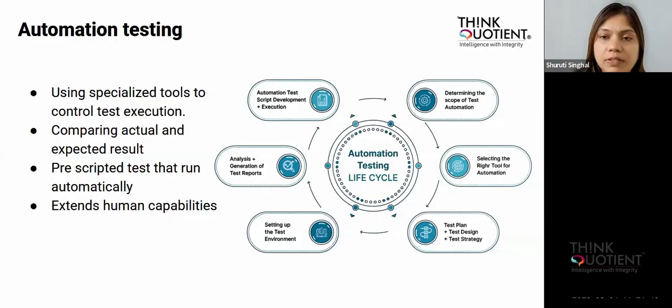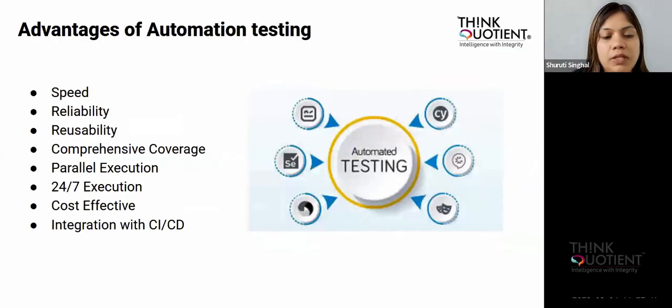So what is happening over here is, first of all, we have to determine the scope. All test cases cannot be automated. So you have to determine the scope of the test automation, and then you have to select the right tool. For example, if you're doing performance testing, you will use JMeter, right? If you're doing normal interface testing, the verification of some buttons, then you will use Selenium, maybe. And then you have to write the plans, the design, the strategy. Again, you have to set up the environment, go for the test report generation, and then execute those again and again. So this is how automation testing takes place.